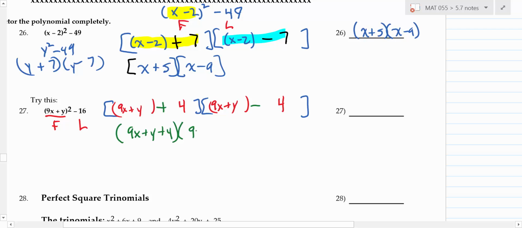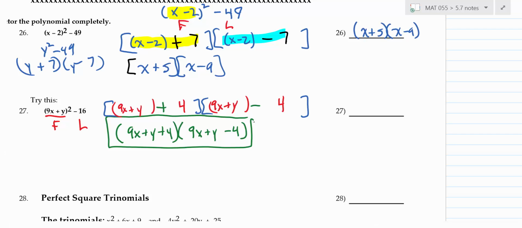And then this would be 9x plus y minus 4. So that's kind of a different looking kind of problem to what we've seen. It's the same principle. Okay. All right. Does that look all right? Okay. Just an extension of the idea.